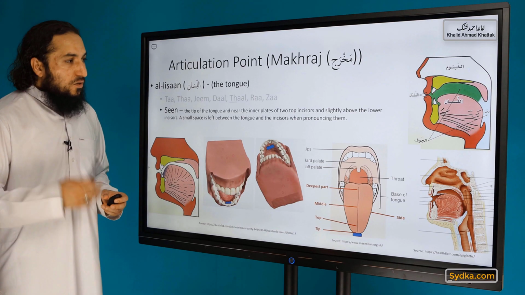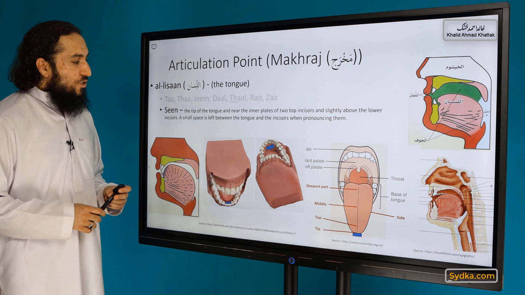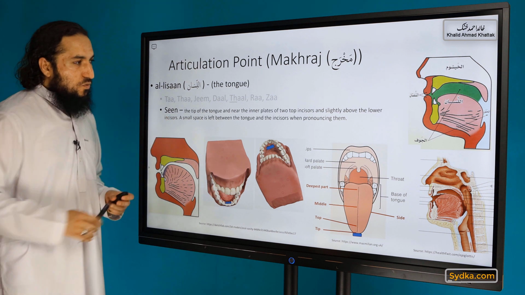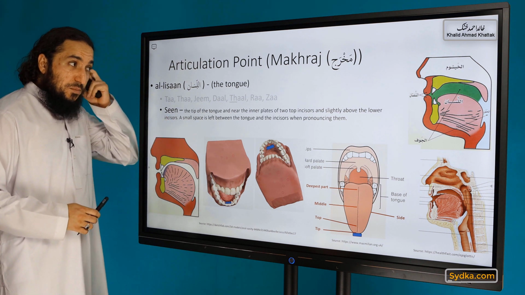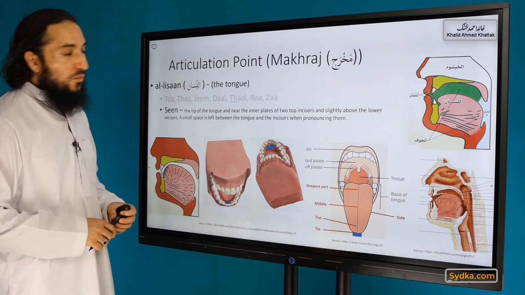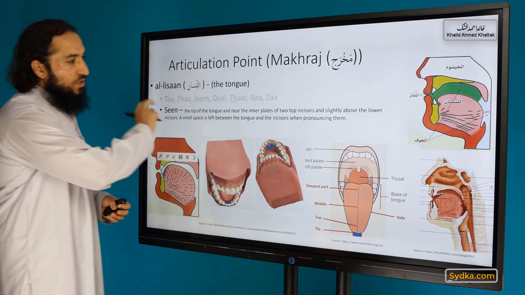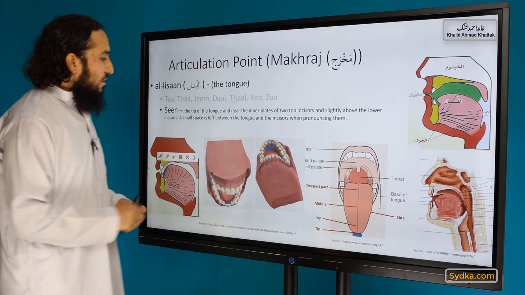It is one of the tongue letters. Lisan is the Makharij for it, the articulation point, and its articulation point is similar to that of Z, but the sifat is different, so that will make a different sound. Okay, I'll just read that through and then explain it practically.